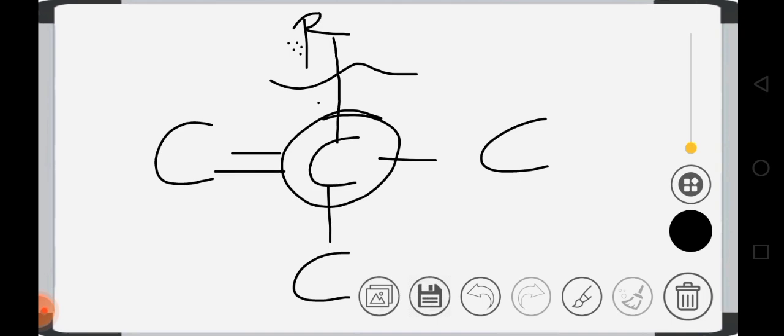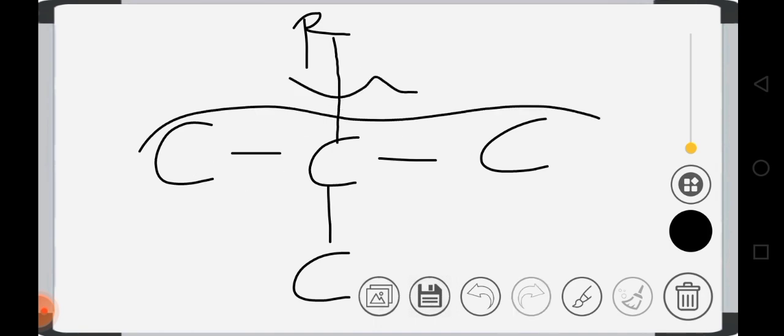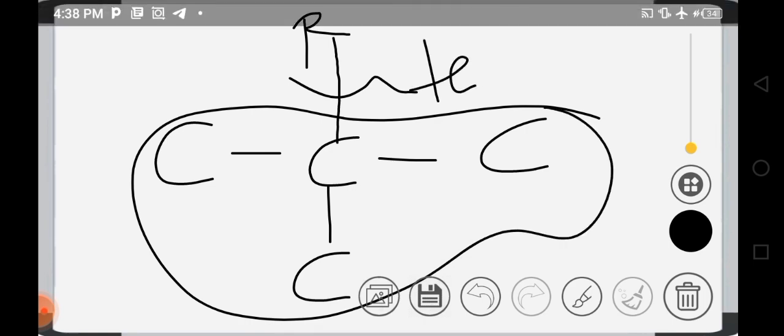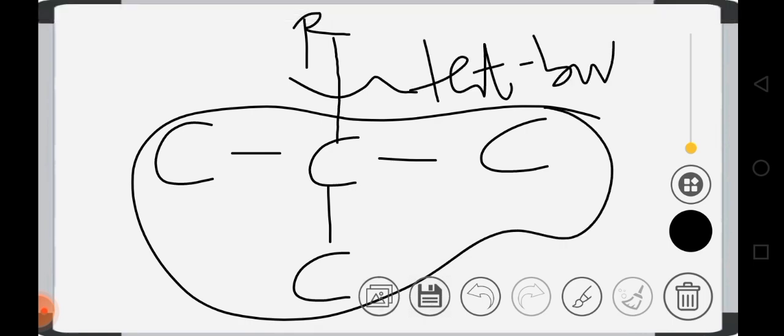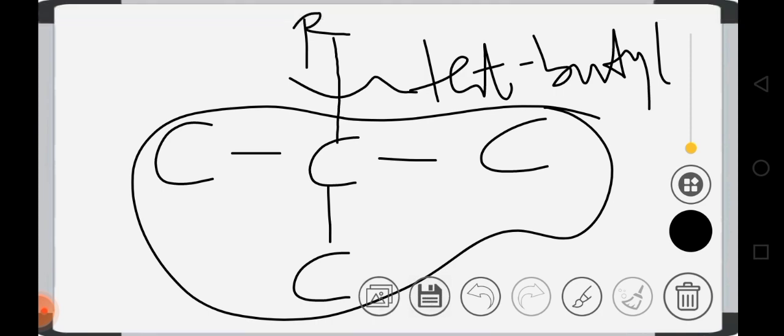Why do we call it a tertiary carbon? Because it's attached to 3 other carbons. So this compound is called tert butyl. That's what we call it. Tert what? Butyl. Because this continuous chain is attached to a tertiary carbon. That's why I was doing all those primary, secondary.